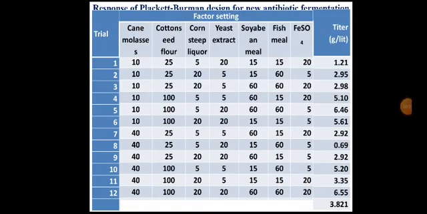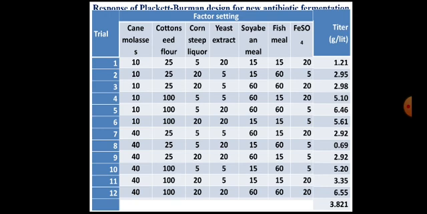So this is the response table for Plackett and Berman's design study for new antibiotic fermentation. I have already explained the table. On the left hand side, these are the trials or experiments. On the right hand side, these are the different factor settings for the factors like cane molasses, cottonseed flour, corn steep liquor, yeast extract, soybean meal, fish meal and FeSO4.